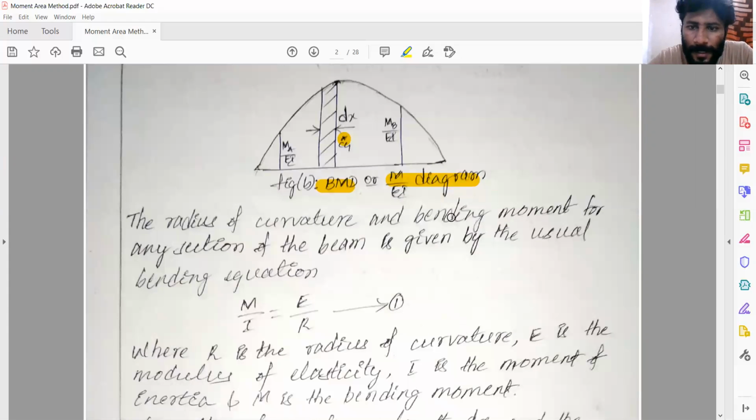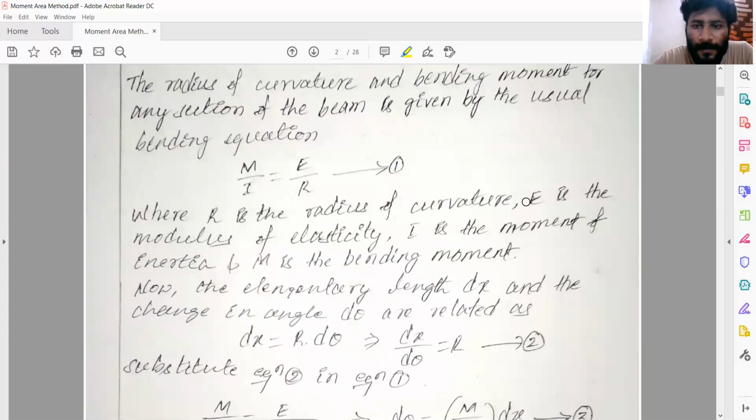The radius of curvature and bending moment for any section of the beam are given by the usual bending equation. We all know the bending equation M by I is equal to F by Y is equal to E by R. I have taken the relationship M by I is equal to E by R, and that is considered as equation 1, where R is the radius of curvature, E is the Young's modulus, I is the moment of inertia, and M is the bending moment.